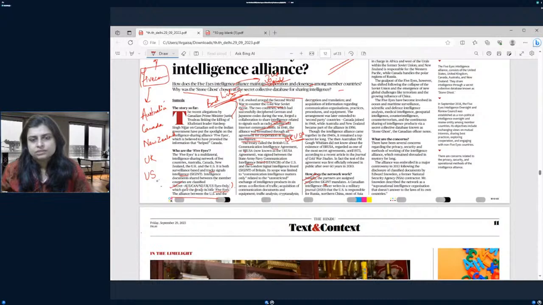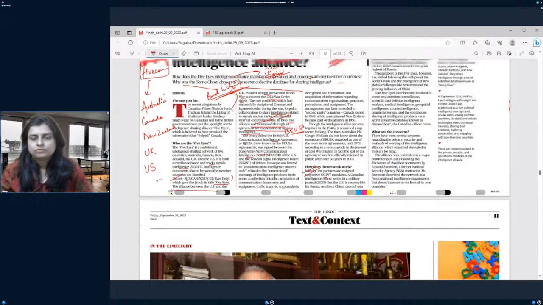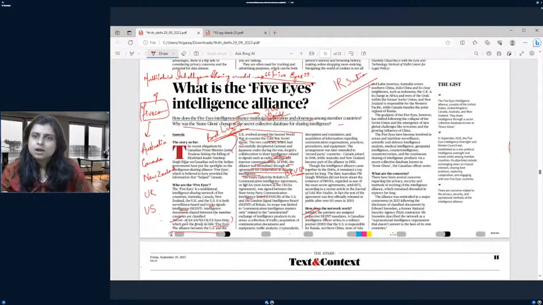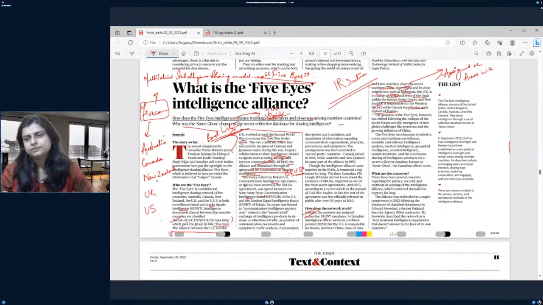A Canadian intelligence officer writes in a mention that the US is responsible for Russia, northern China, and most of Asia and Latin America. Australia covers southern China region, Indo-China region, and its close neighbors such as Indonesia. UK is in charge of Africa and west of Urals within the former Soviet Union, and New Zealand is responsible for the Western Pacific, while Canada handles the polar regions of Russia. So here, what is happening? They have actually assigned the areas with respect to the countries.